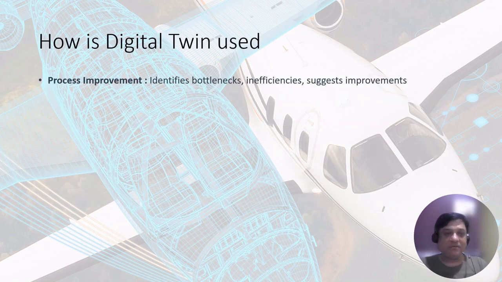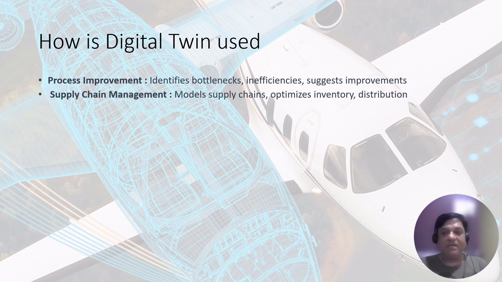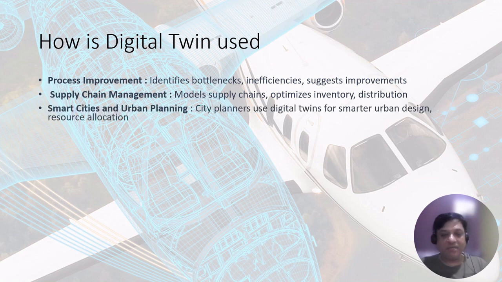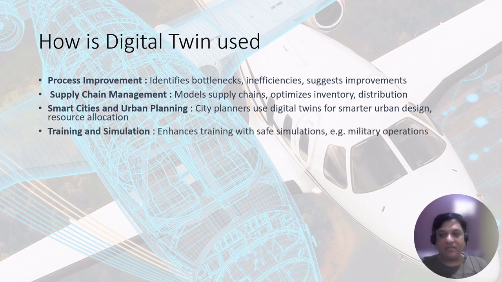Process improvement. It helps organizations to analyze processes and workflows to identify bottlenecks, inefficiencies, and areas of improvement. Supply chain management for inventory management, production scheduling, and distribution strategies. Smart cities and urban planning for traffic control, infrastructure, resource allocation, and smarter cities. Training and simulation, where military personnel can practice operations and maneuvers virtually.